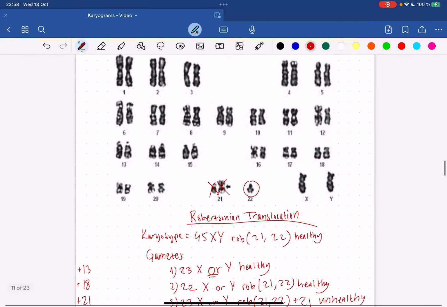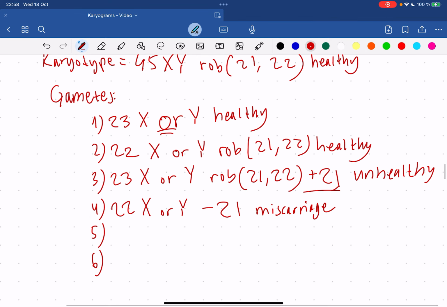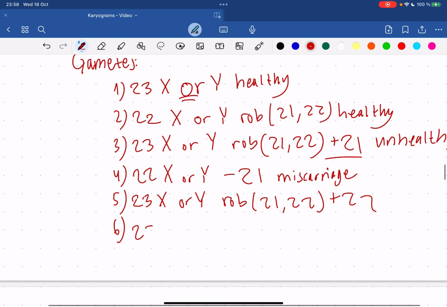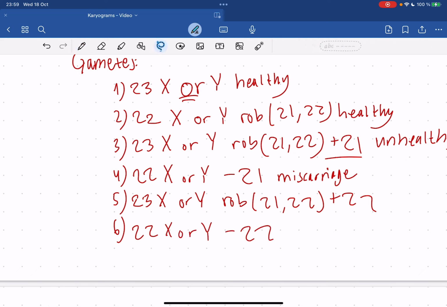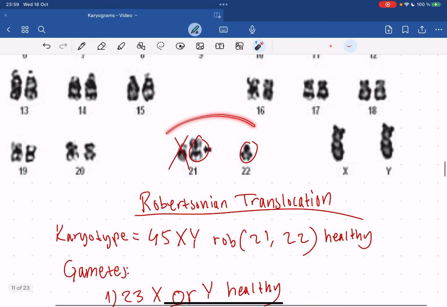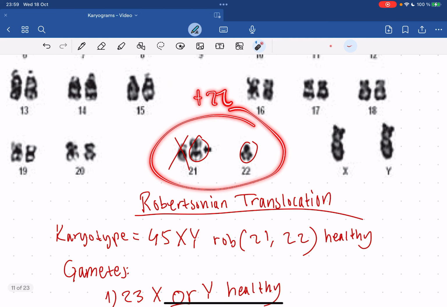Number 5 would be the opposite, only instead of 21, it would be 22. So up here it would be 23 X or Y, Rob 21, 22 plus 22. And then down here it would be 22 X or Y minus 22. And I'll explain exactly how that would look. So plus 22 with Robertsonian would be you're picking this and you're picking this, but not this. So you have an additional 22 because technically this one also represents 22. So that would be plus 22, right?